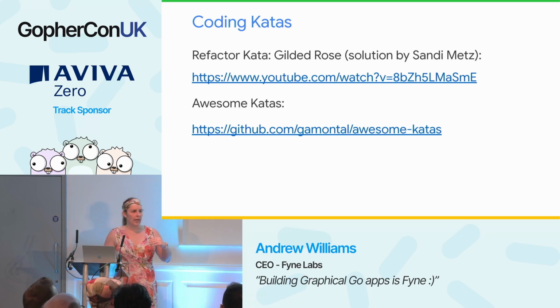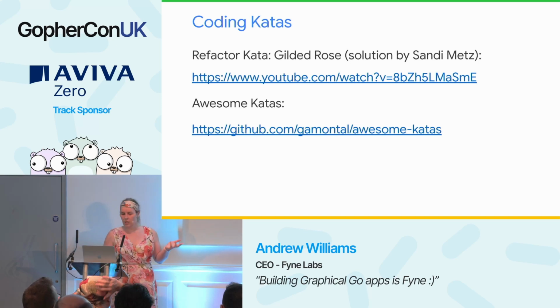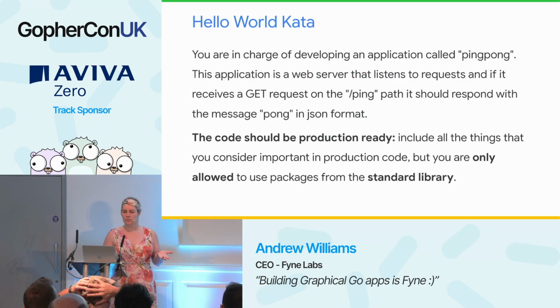But you have katas for everything. You want to practice refactoring, you want to practice, I don't know, object-oriented programming. Here is a list, the awesome katas, where you can find all sorts of things, all sorts of languages. And when I was thinking about production readiness, I thought, what if we had a production readiness kata?